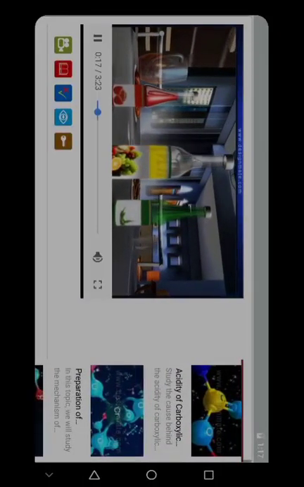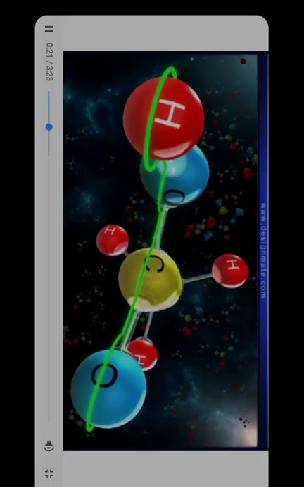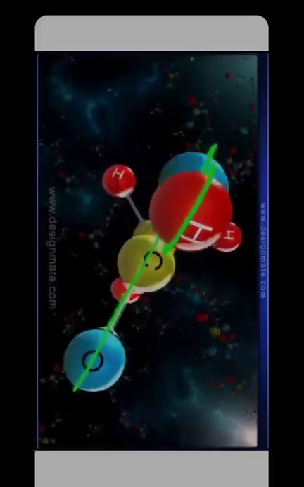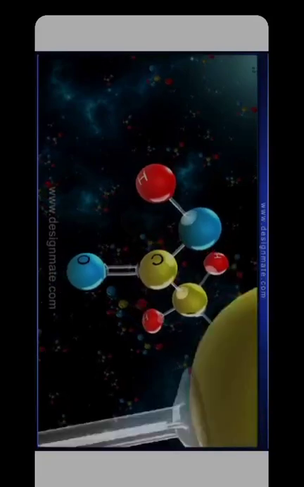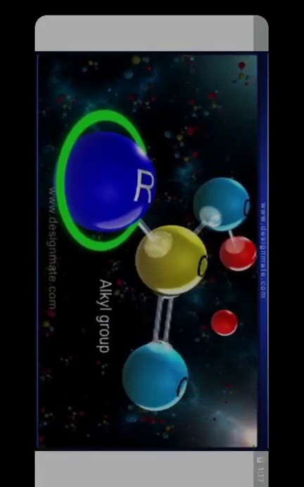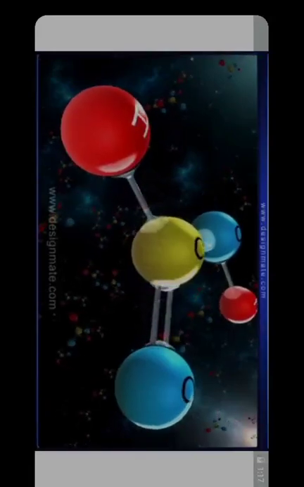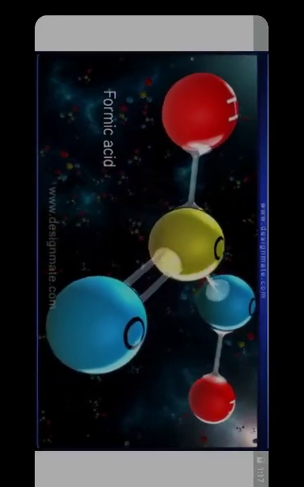Electronic structure of carboxylic acids. Many familiar substances around us, such as vinegar, which is sour to taste, contain weak acids known as carboxylic acids. Carboxylic acids are characterized by the presence of one or more carboxyl groups, COOH, in their molecules. The general formula of carboxylic acids is therefore RCOOH, where R is an alkyl group. However, when R gets replaced with a hydrogen atom, the simplest carboxylic acid, formic acid, is formed.